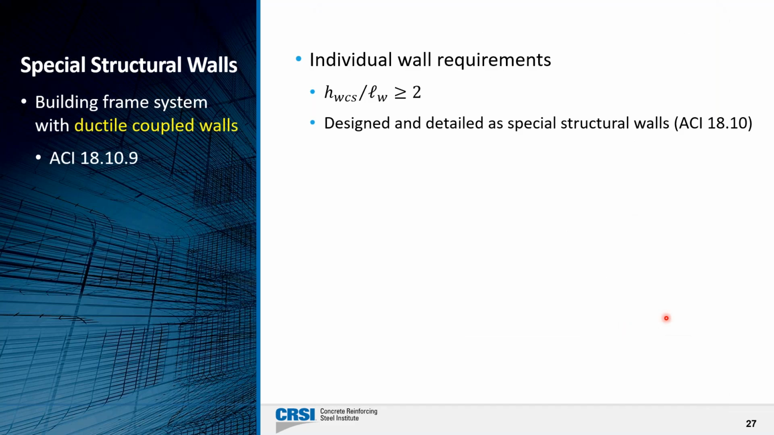So what are the individual requirements for both the walls and the coupling beams? For the walls, they must have a height to length ratio of at least 2, and they individually must be designed and detailed as special structural walls in accordance with Section 18.10. So there's really no big extra detailing that goes along for this particular system for the structural walls.